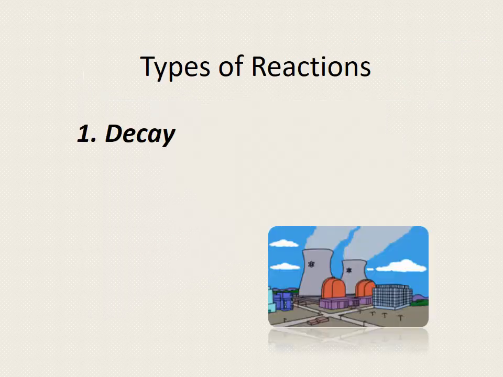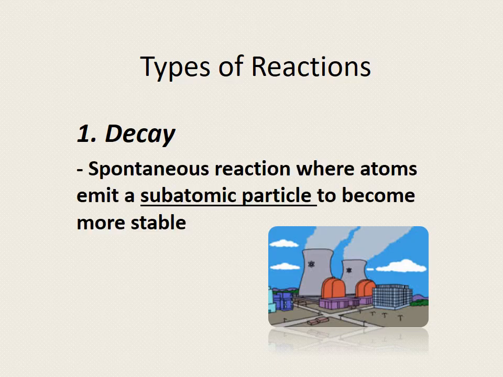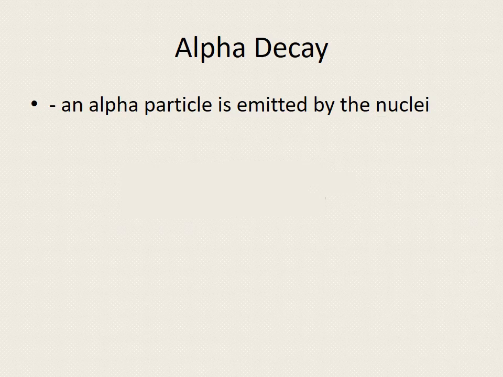So let's take a look at some types of reactions. The first one, there are 4, would be a decay. That's where a nuclei likes to boot off a subatomic particle to become more stable. And when we're talking subatomic particles, we're talking about the ones we just saw on the previous slide. So it could be those 6, could be some other ones, but those are the ones we're going to focus on. So alpha decay is when an alpha particle is emitted by the nuclei because it wants to become more stable.